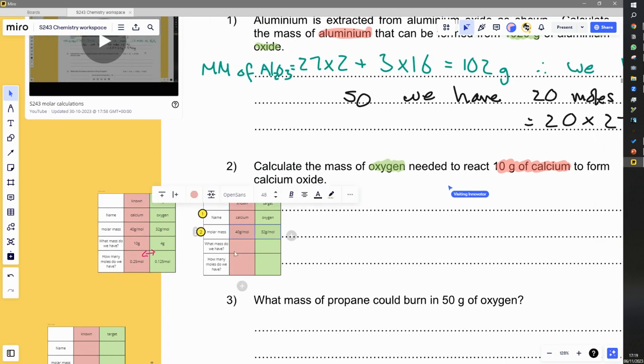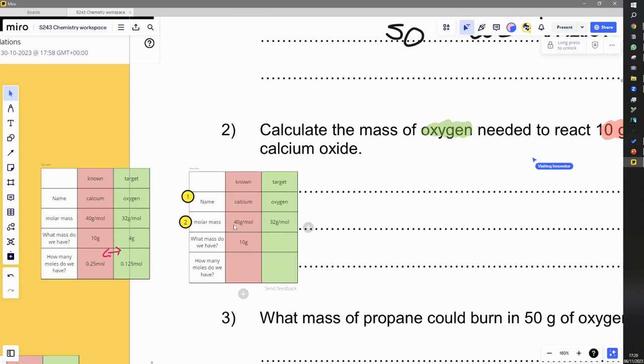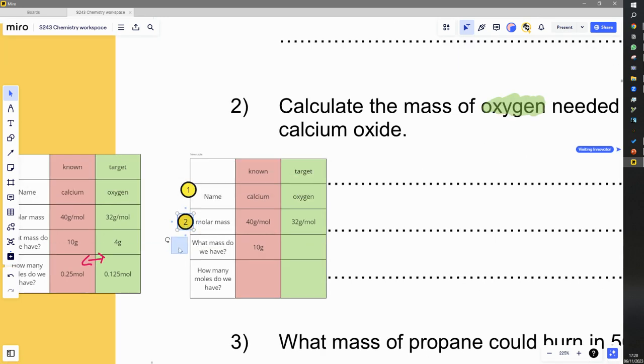Next we do what mass do we have, and that's of the known substance. We've got 10 grams, it says so in the question. So we write that there. Now it's saying that if we had 1 mole, it would be 40 grams, but we've got 10 grams, so that's going to be, well, it's a quarter of 40. So let's just say that's my third step. And now my fourth step is this one here. Let's put 3 there. So this is my fourth step.